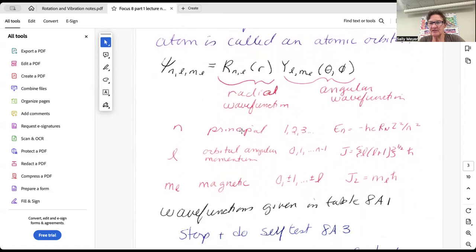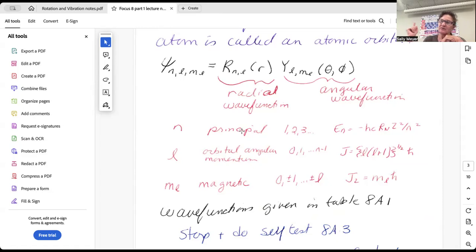So n is called the principal quantum number. It has values of 1, 2, 3, etc. And what you can use it for is to get the energy. So we have an equation that allows us to get the energy as a function of n. L is the orbital angular momentum.